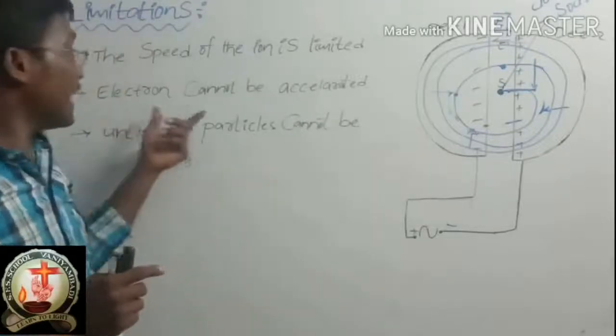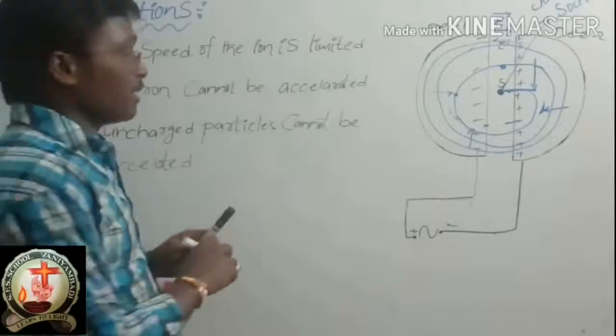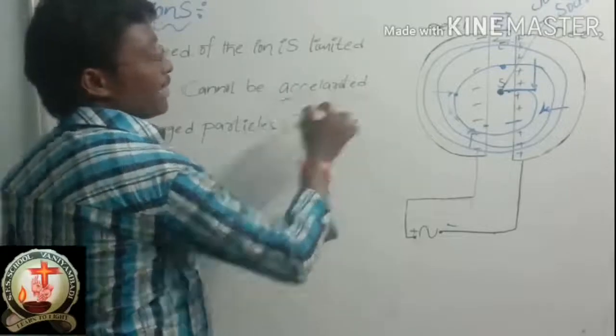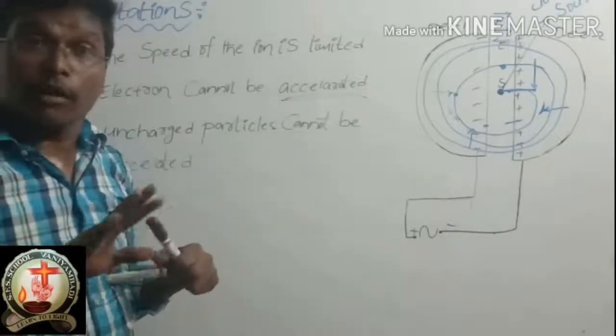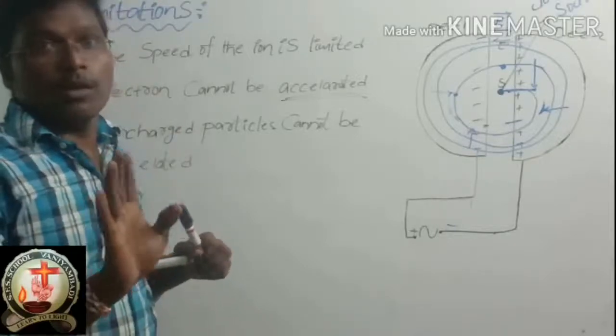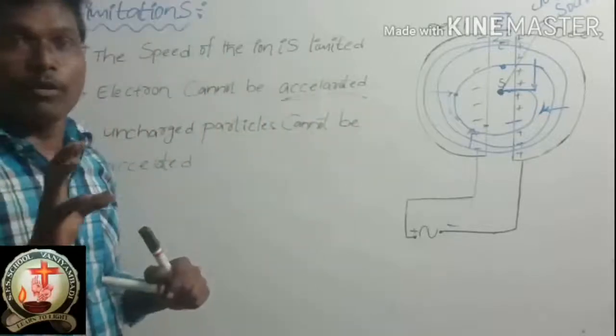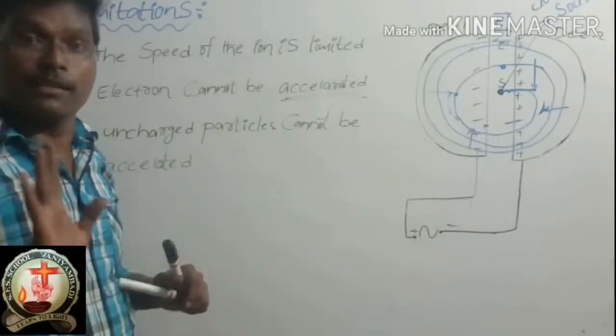Now the second limitation: an electron cannot be accelerated. Accelerated means moving. In the cyclotron, an electron cannot accelerate because that electron has a negative charge. Only positive charged particles will accelerate in the cyclotron. Negative charged particles won't accelerate.